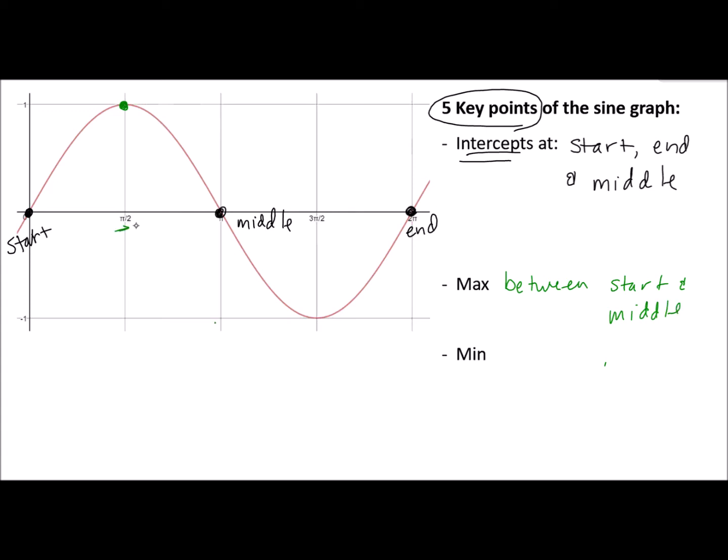Okay, see how this right here is halfway in between those guys, which means this minimum over here happens between the middle and the end. 5 key points. 1, 2, 3, 4, 5. 3 of them are intercepts at the start, middle, and end. The other 2 are the maximums and the minimums, and those happen in between those intercepts.